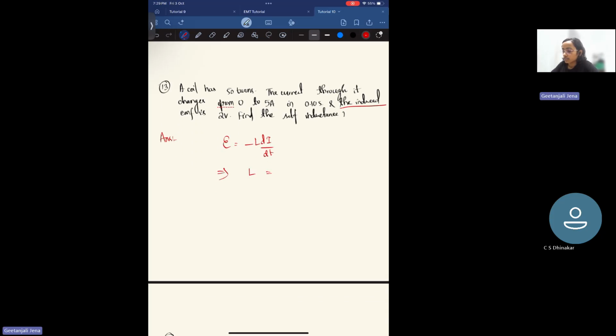That means L is induced EMF over di by dt. So this is 2 and di by dt it is 5 by 0.1. So you will get 0.04 Henry.